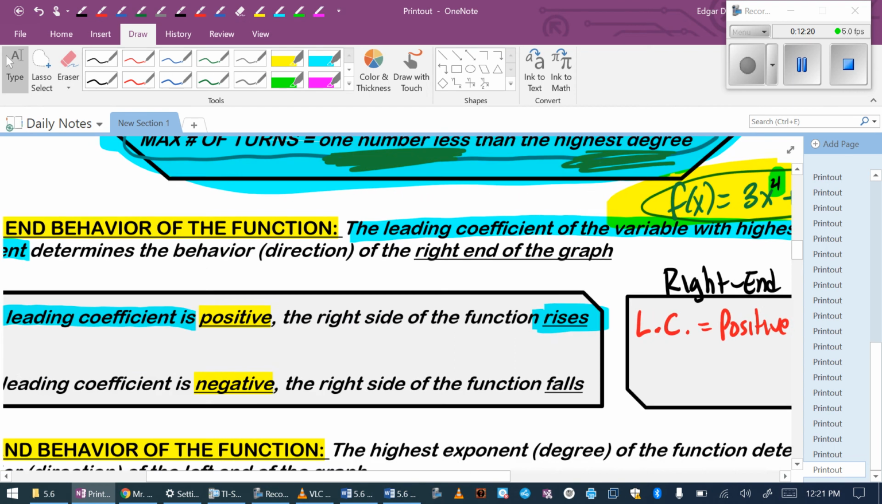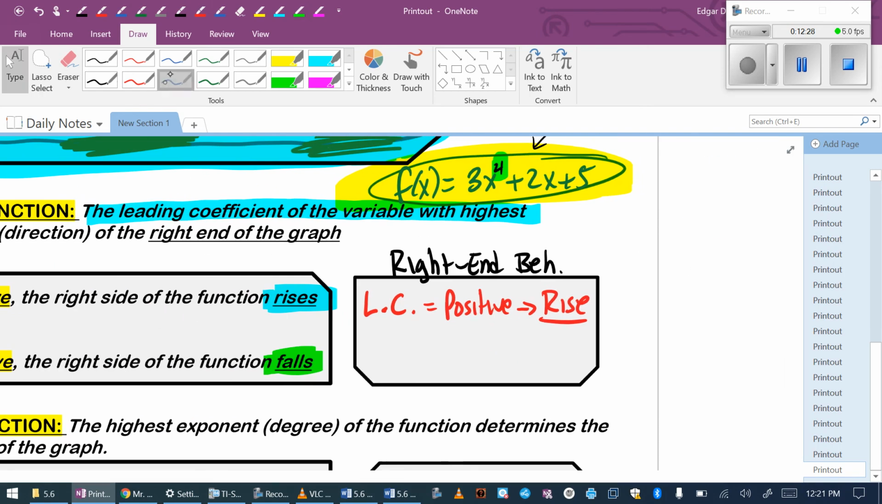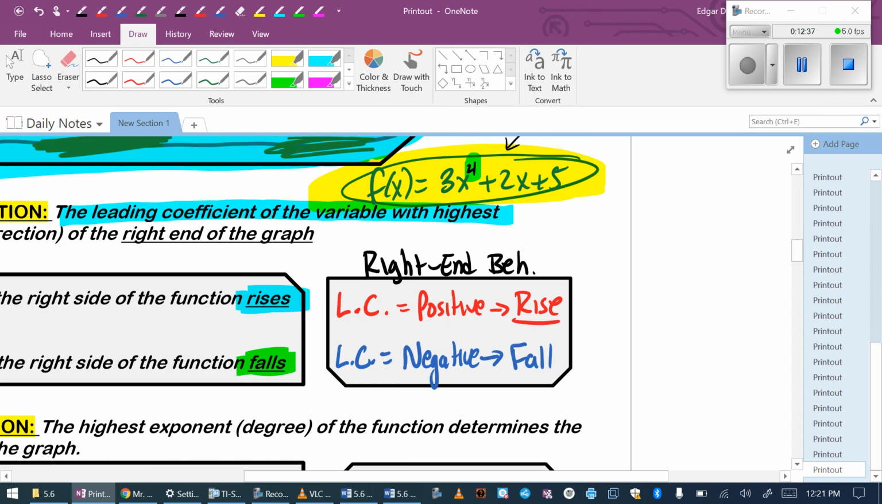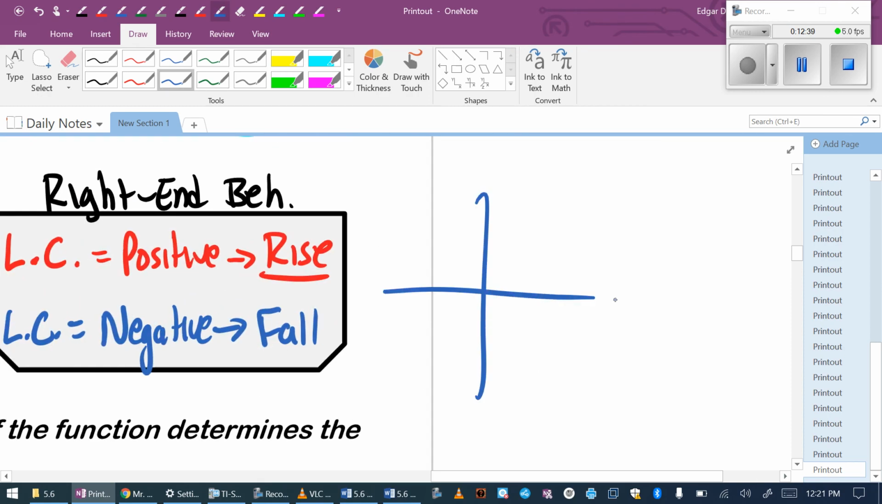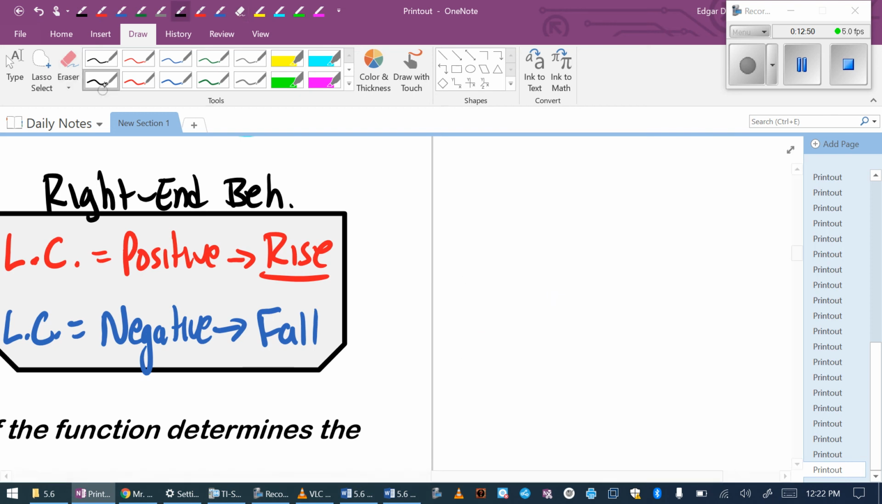What if the leading coefficient is negative? Well, if the leading coefficient is negative, then the right side of the graph is going to fall. So if the leading coefficient is a negative number, then the graph is going to fall. So again, quick little example. I have a coordinate plane, and this is my graph. This is showing that the right side is going down. Well, what does that mean? That means the leading coefficient of the function itself had to have been negative.